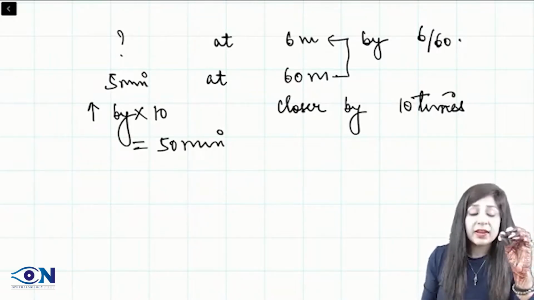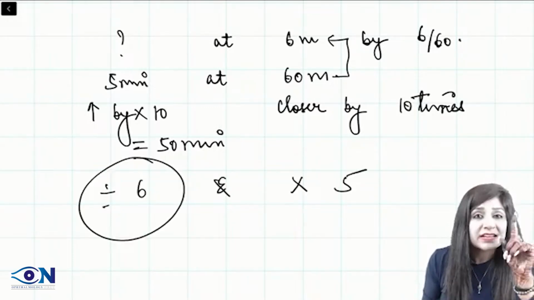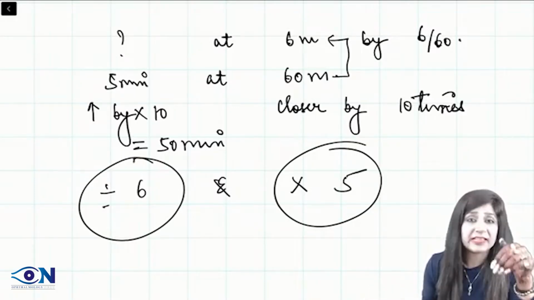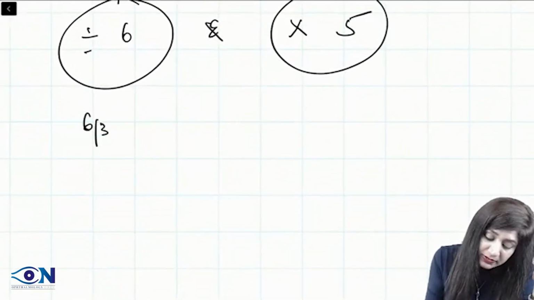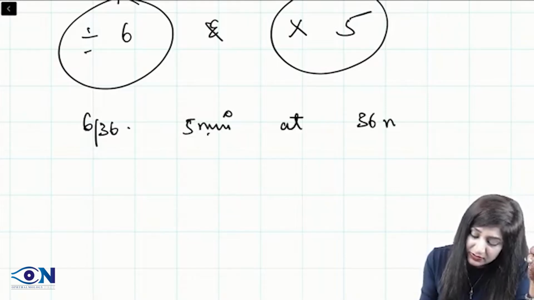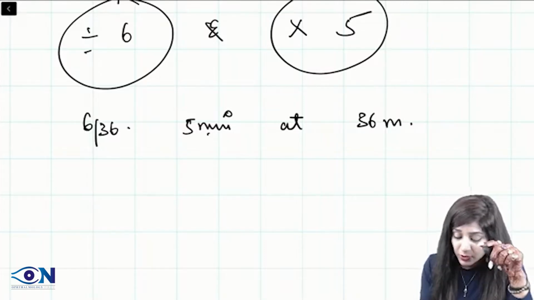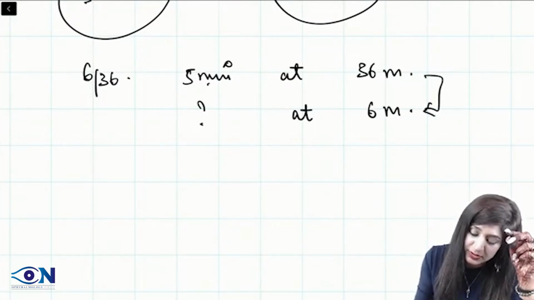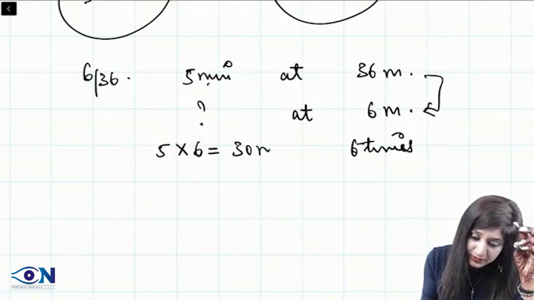So simply what you can do, you have to divide by 6 and multiply by 5, because 6 is the minimum distance and 5 is the minimum angle. If you can remember this, you can do questions like this also. If you understand how much closer he is going, like if I talk about 6 by 36, so he will make an angle of 5 minutes at 36 meters. If he is having a visual acuity of 6 by 36, okay, then what is the angle made at 6 meters, guys? So now it is going closer by 6 times. Therefore, the angle will be increasing by 6 times. That will be 30 minutes.